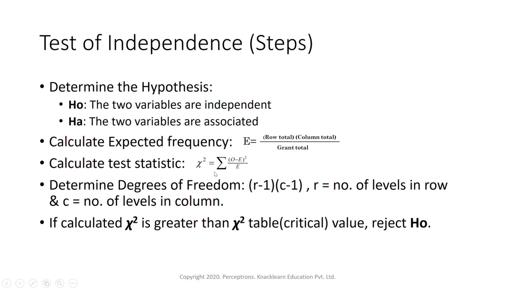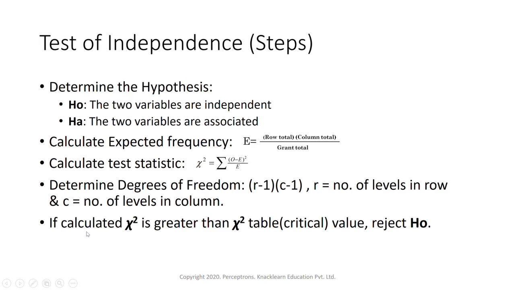Then we can determine the degree of freedom. Degree of freedom is given as (R minus 1) multiplied by (C minus 1), where R is the number of labels in a row and C is the number of labels in a column. After the degrees of freedom, we also have to find the level of significance. We have to set a level of significance. By default, the level of significance is taken as 0.05, that is 5%.